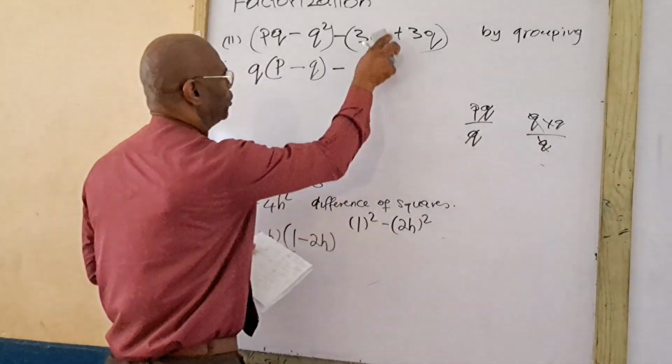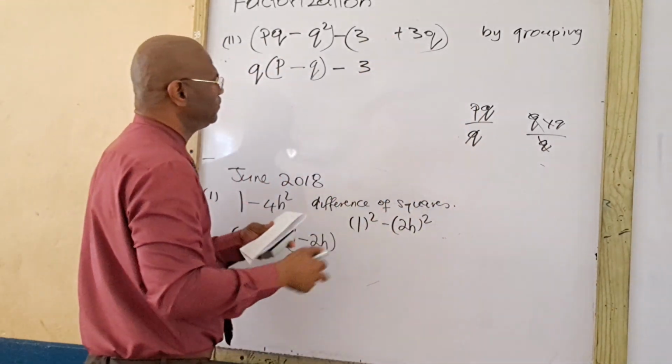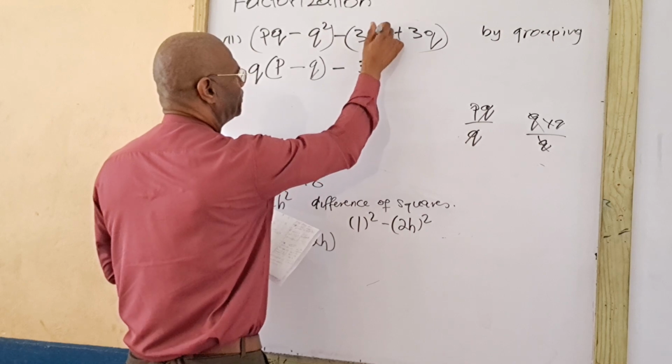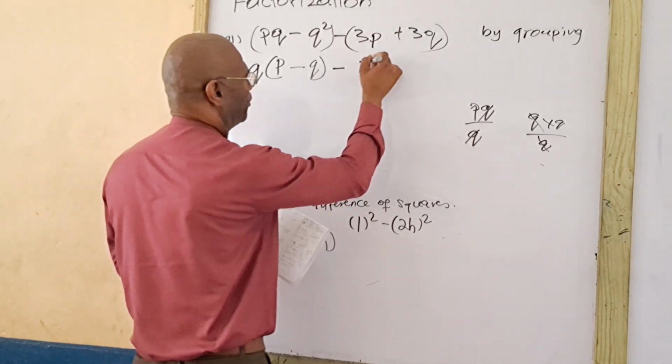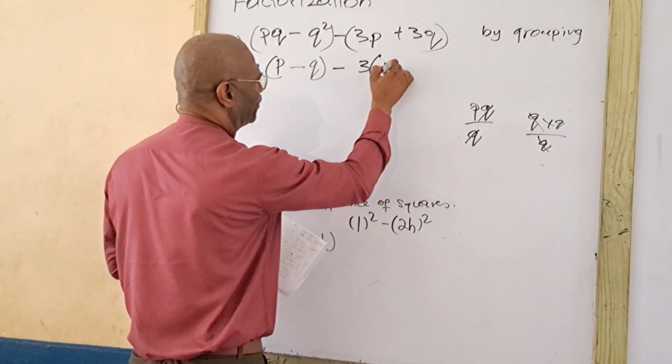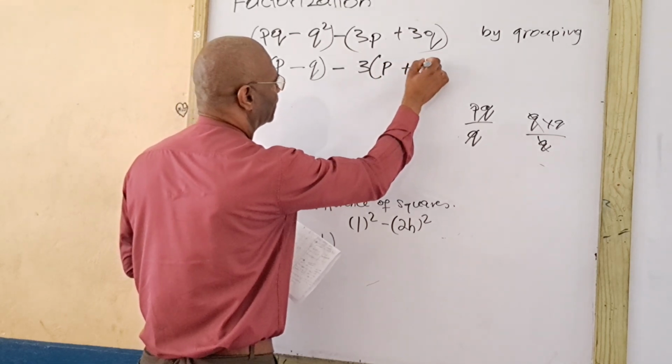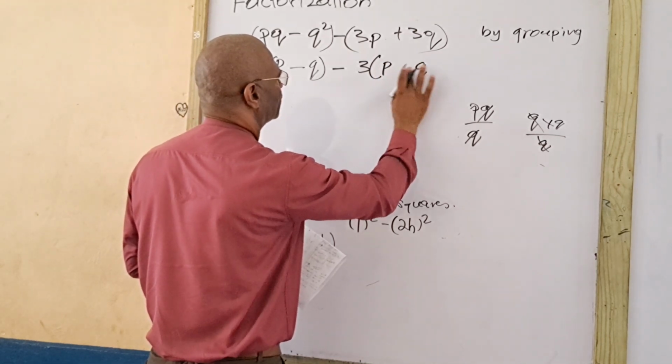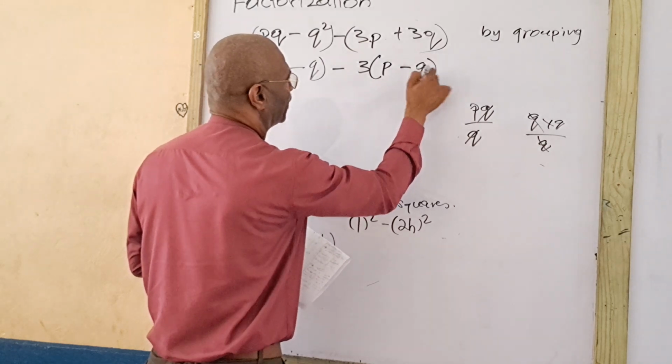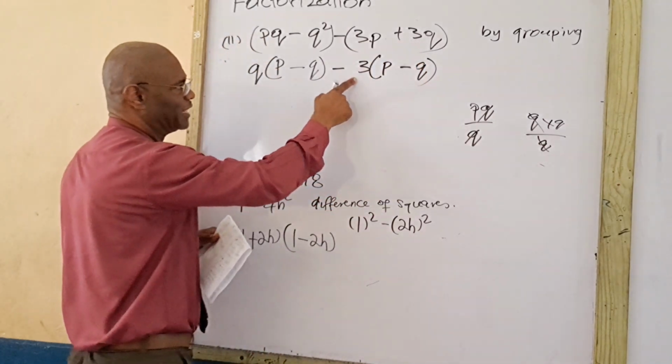This is P, not Q. So this is P. So 3 is common. We're left with P plus Q. Minus Q, sorry. Because you're saying 3Q divided by negative 3.